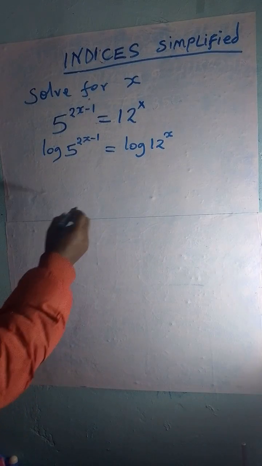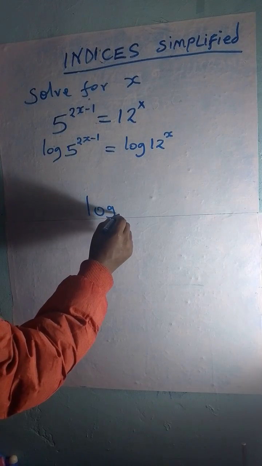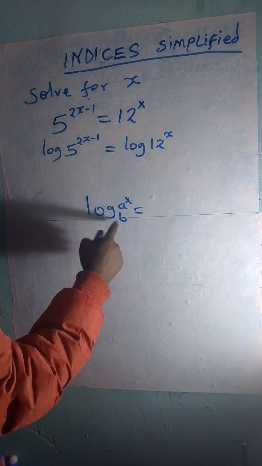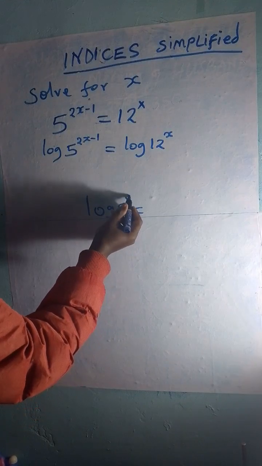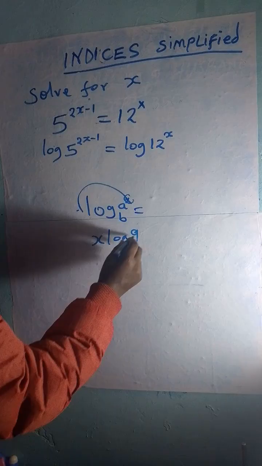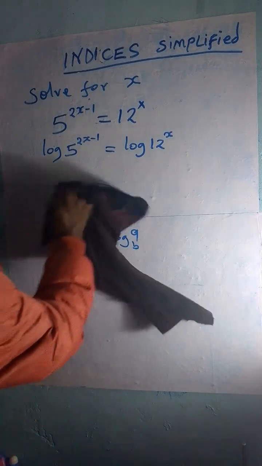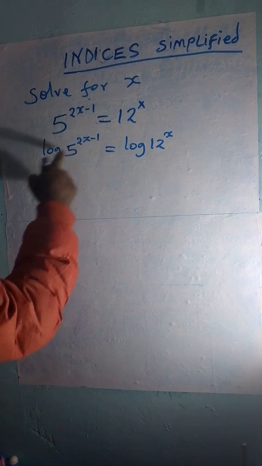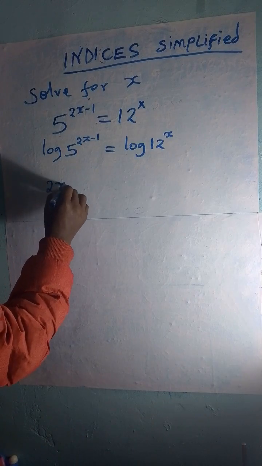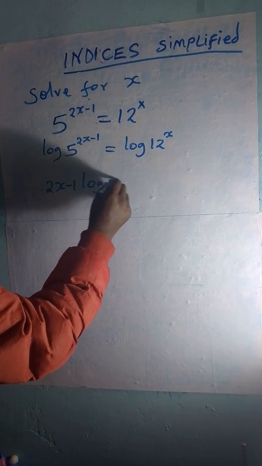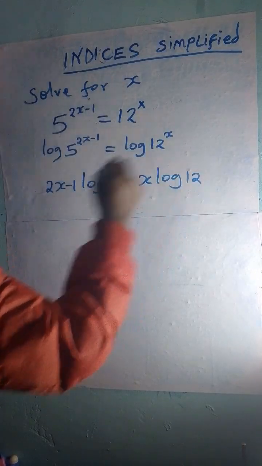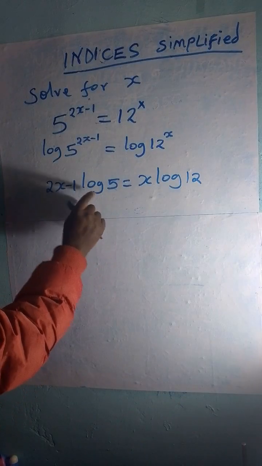But you know that from the logarithm rules, log a raised to power x is the same as, the power will come this side, x log a. You remember that? So this one is the same as, bring the power to the front, 2x minus 1 log 5 equal to x log 12. Now using your mathematical table or calculator, find log 5.